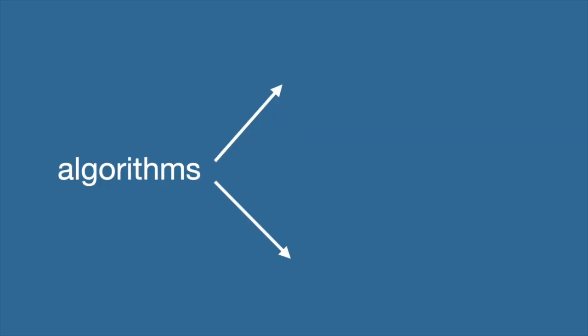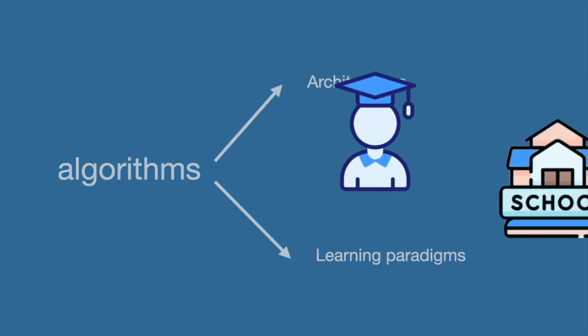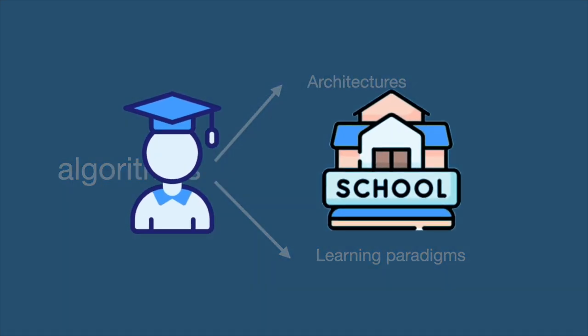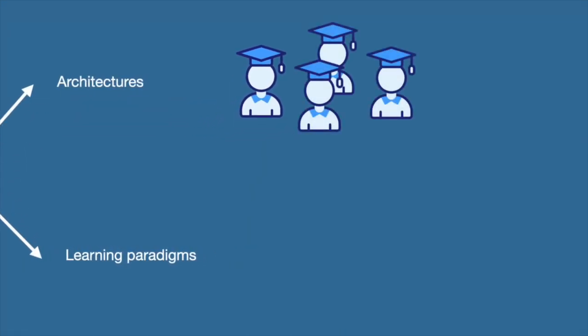The two main types of AI algorithms are the architectures and the algorithms from the learning paradigms. And I have found a useful metaphor to visualize the big picture difference between these two types of algorithms. They can be seen as students and schools. The architectures are simply the students, the actual parts of the AI software that learns. So different architectures like neural networks, decision trees, support vector machines, etc. lead to different types of students.